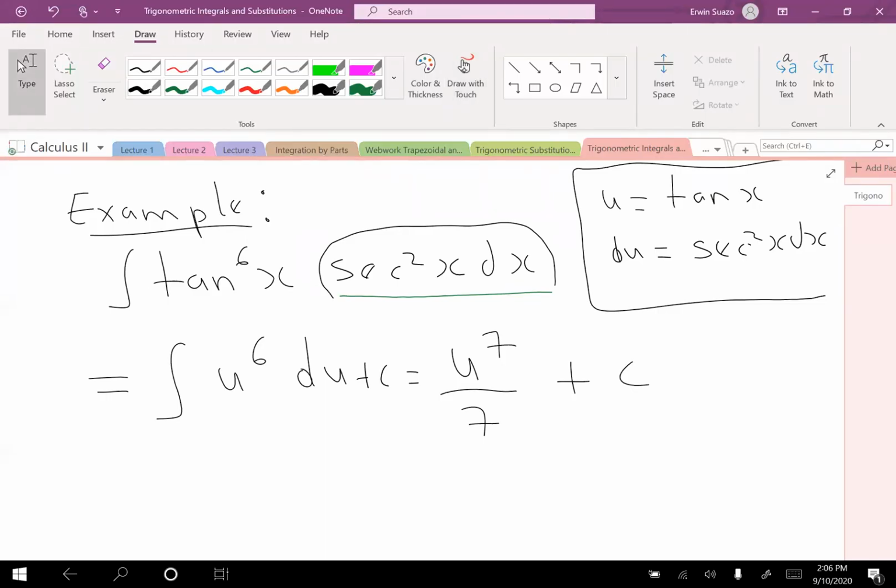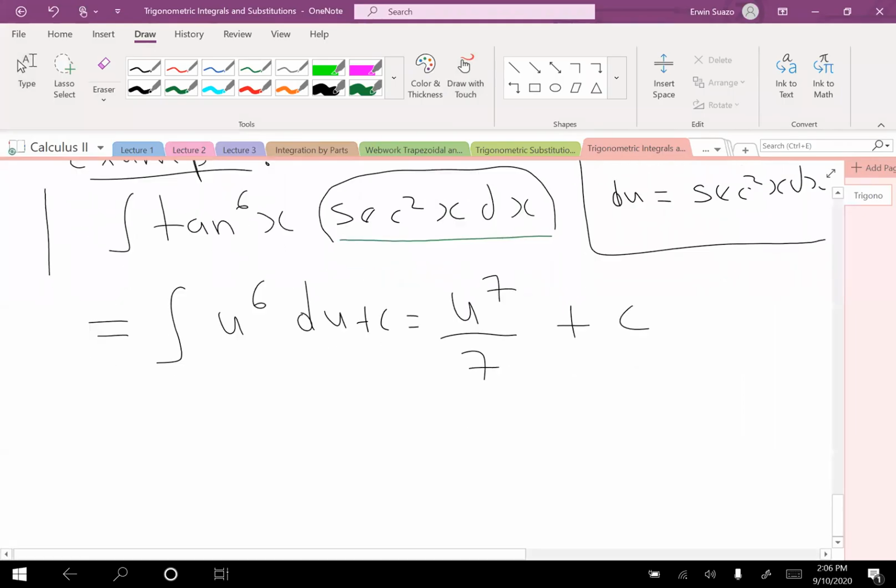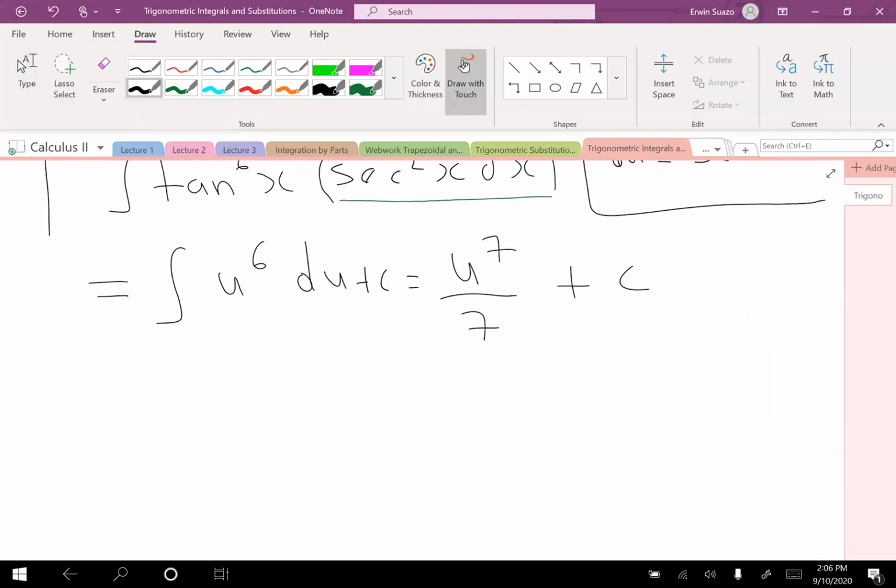What do we do last? The answer we are getting is in terms of u, so we need it in terms of x. So what can we do? Plug in, yeah. Instead of u, I'm gonna write tangent of x. So my answer is tangent of x to the 7 divided by 7 plus c. Okay, and that's the answer. You can check it.